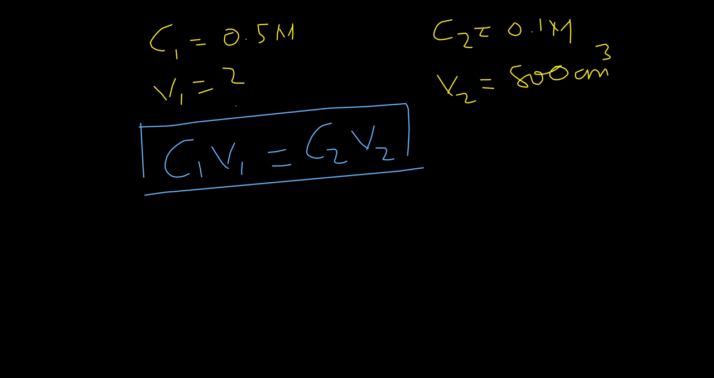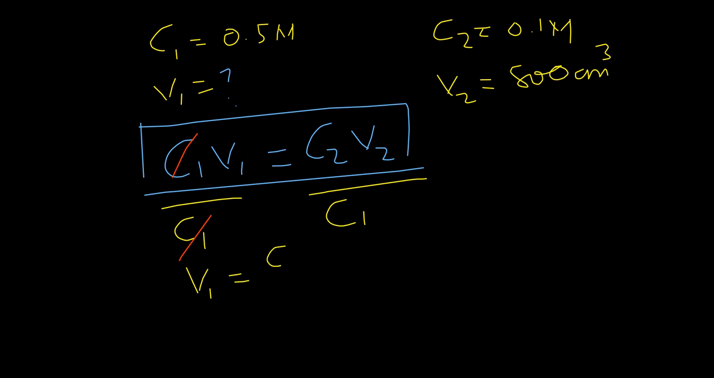Yes, we are supposed to determine V1. Let me clean this. So to determine V1, what it means is that we have to make V1 the subject. So we have to get rid of the C1. So divide through by C1. C1 is gone. What it means is that our V1 is now equal to C2 V2 all over C1.